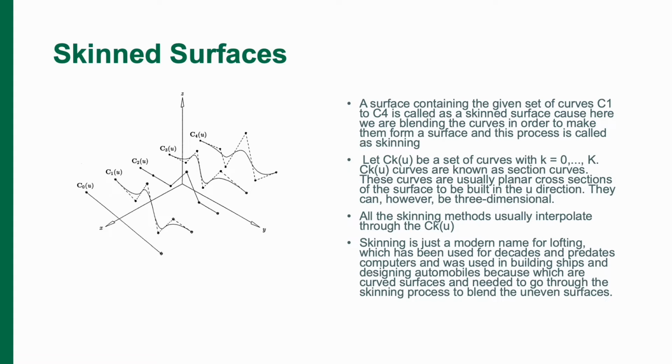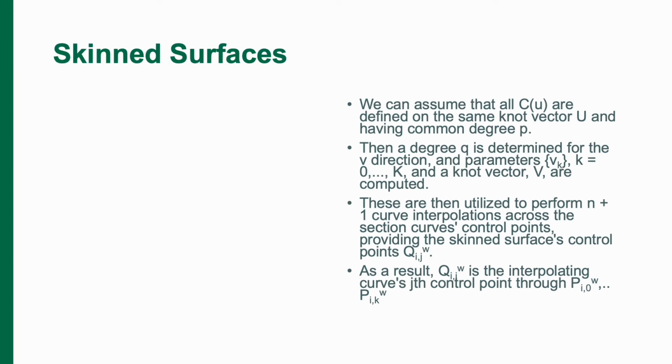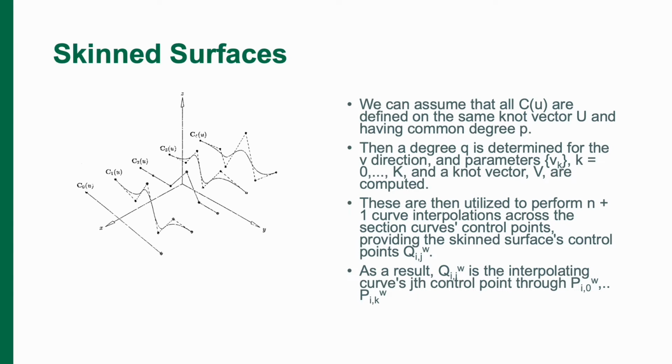B-splines skinning is defined as follows: Ck(w) = summation of Ni,p Pi,k to the power w, where k is 0 to K, be rational or non-rational section curves. We can assume that all C(u) are defined on the same knot vector U and having a common degree p.